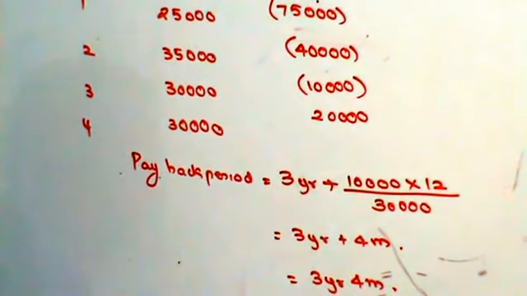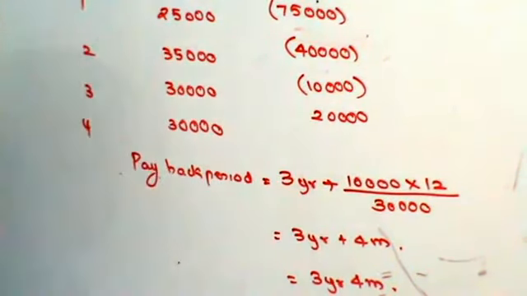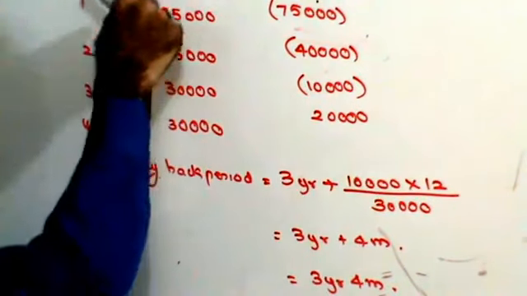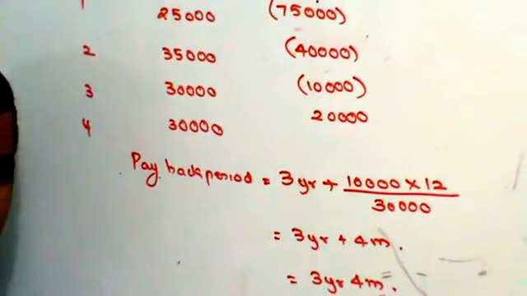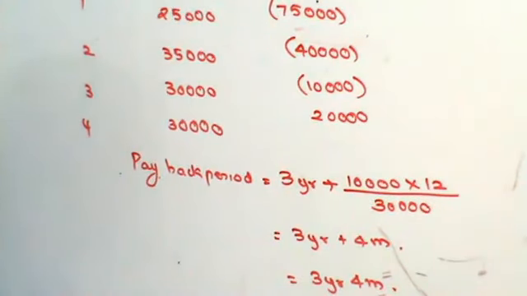Question: why did I calculate using this formula? Because actually the formula for payback period is original investment upon annual cash inflow. The reason why I did this was because the cash inflow is different in different years. When the cash inflow is different for different years, then you have to calculate the payback period by this method.